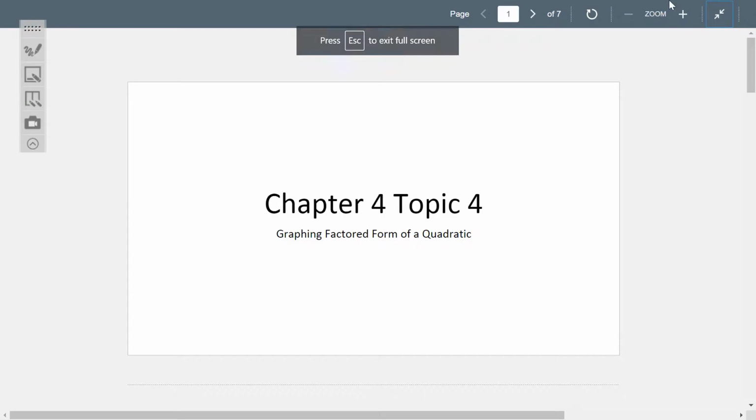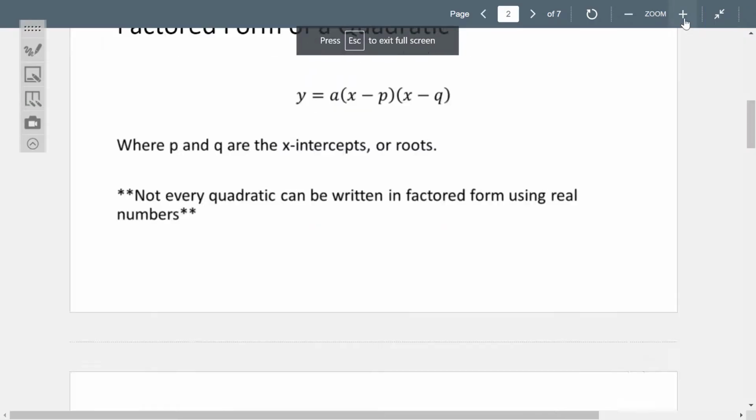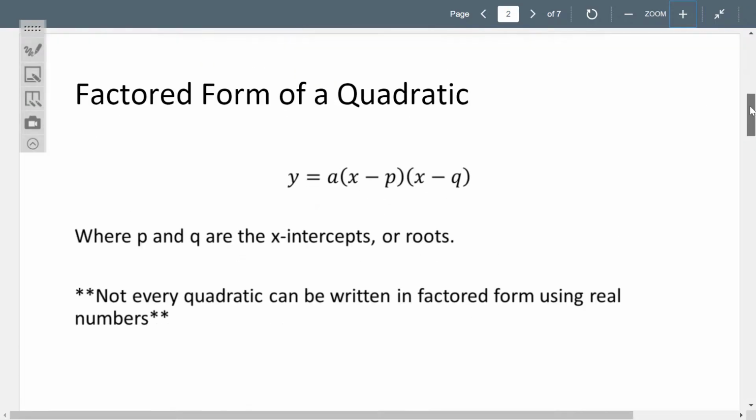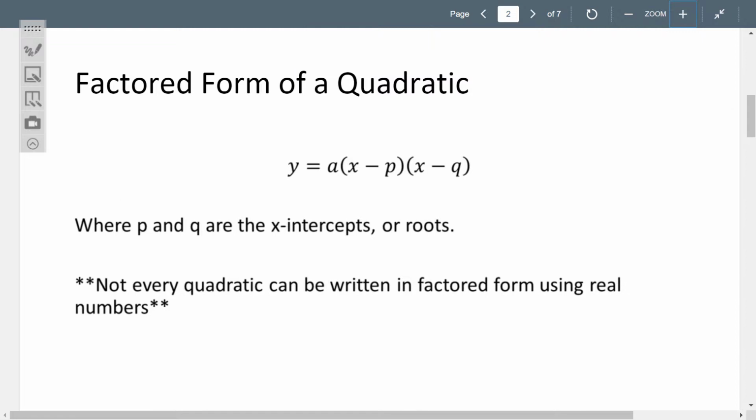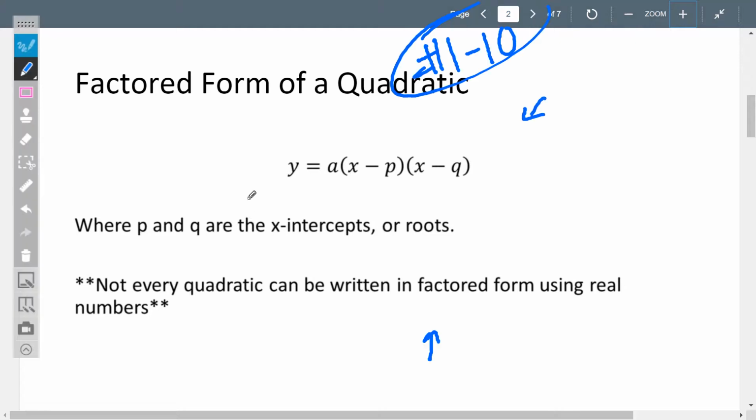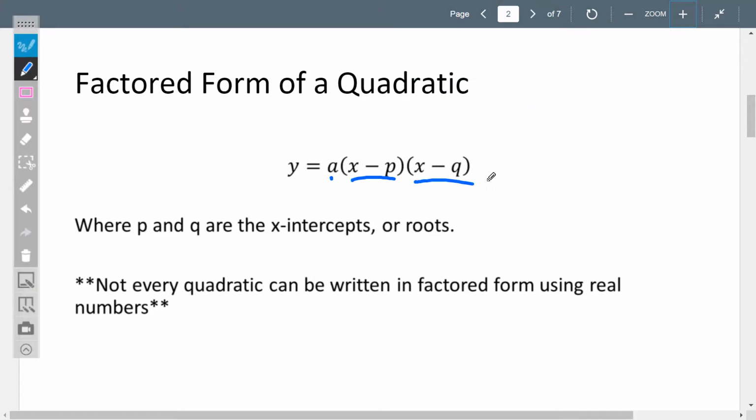Factored form. Basically, we are graphing in the third form, factored form. Unlike the other forms, factored form provides you with the x-intercepts. The factored form is y equals a times (x minus p)(x minus q), where p and q are the x-intercepts, sometimes called the roots, sometimes called the solutions. They got a lot of names.